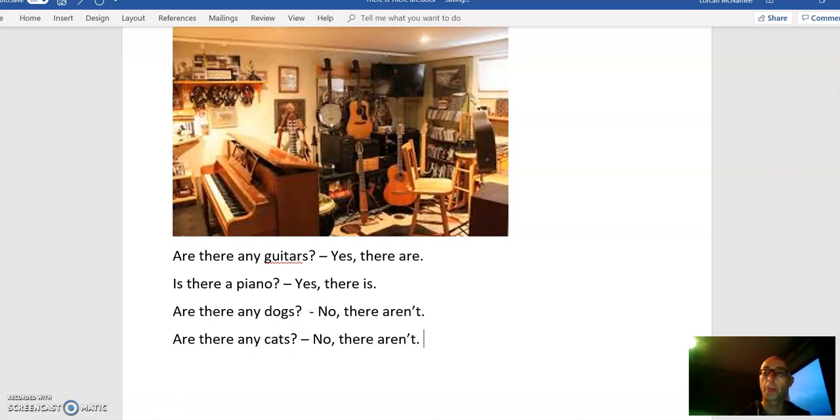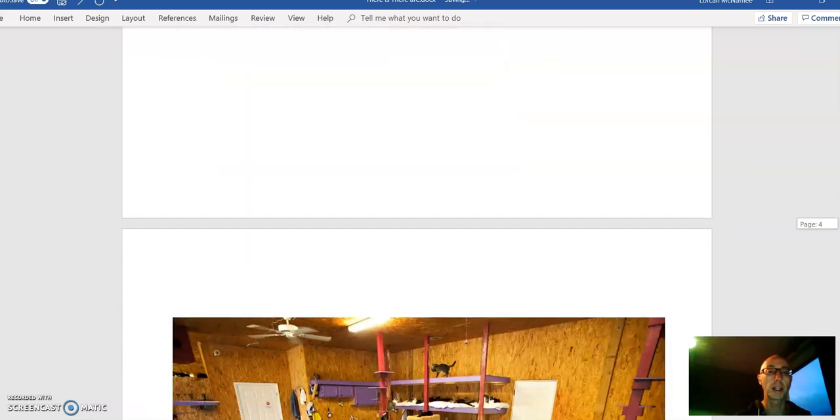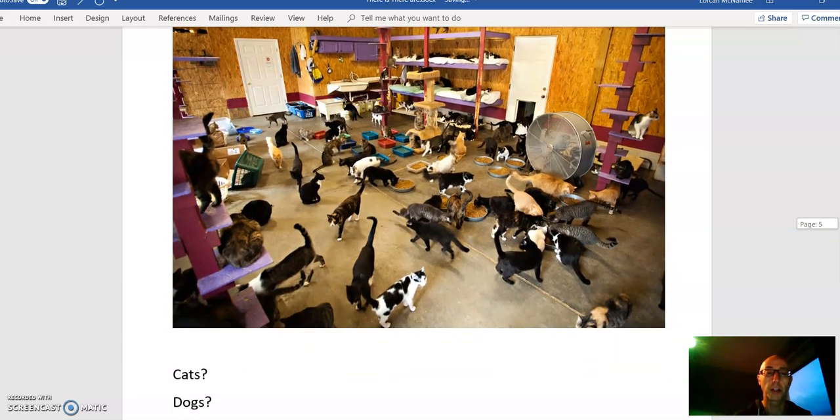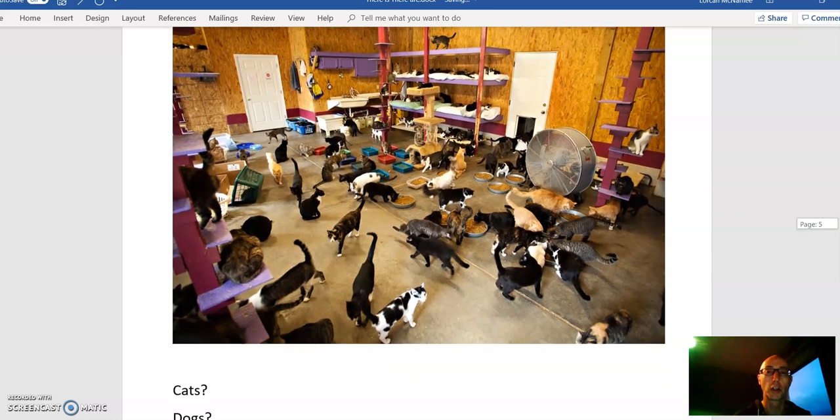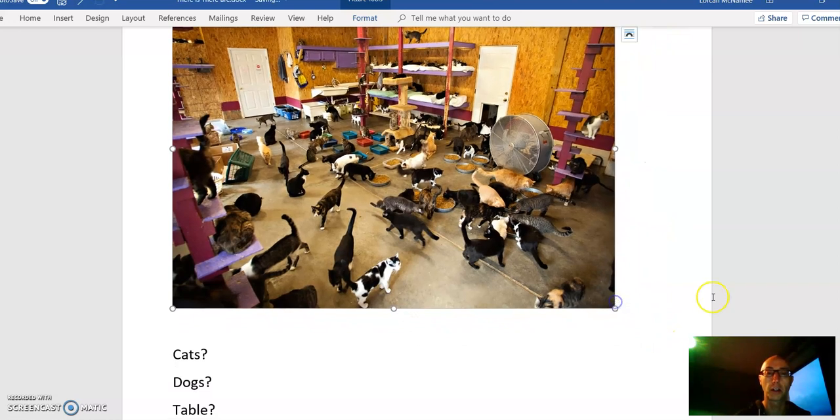So let's use another picture. I'm going to ask a question and then make the answer. So this is a different picture. We have to make a question with cats. Let's make the picture a little smaller. Is it one thing or many things? It's many things. So which question do we use? Are there any cats? Exactly. Of course, the answer is yes, there are.